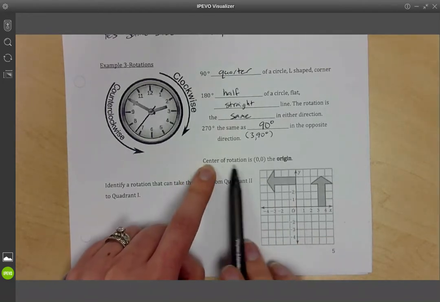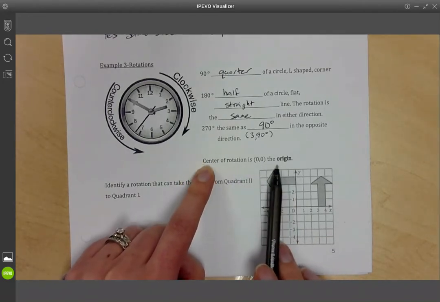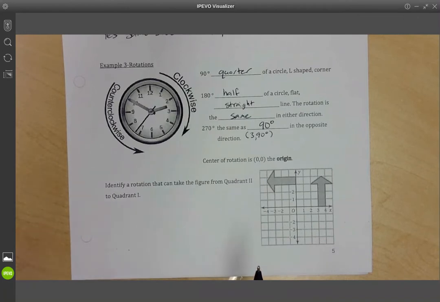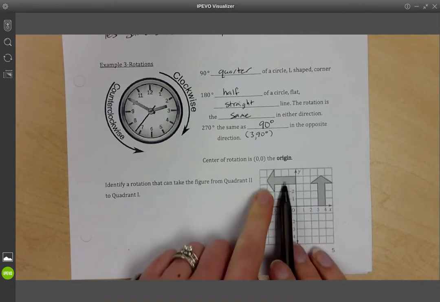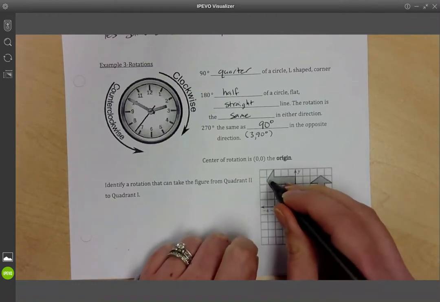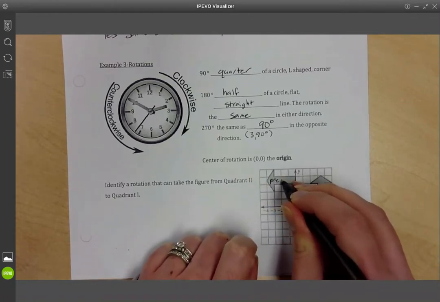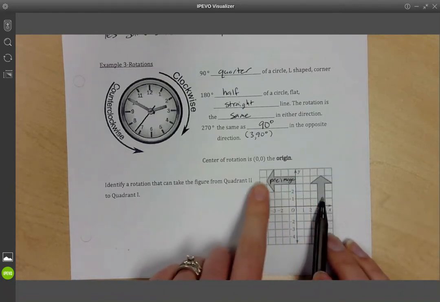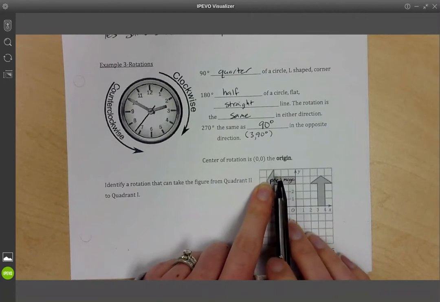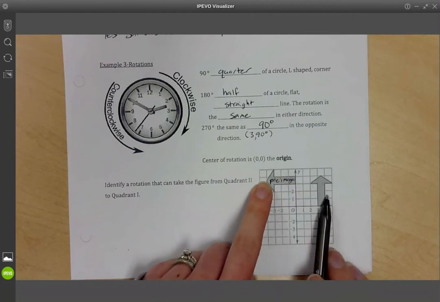For 8th grade purposes, we only rotate around the center of our graph at the origin. All right, so identify a rotation that can take the figure that starts off in quadrant 2 and moves to quadrant 1. So it starts off here. This is our pre-image. And this is our after image. What rotation would take us from quadrant 2 to quadrant 1?